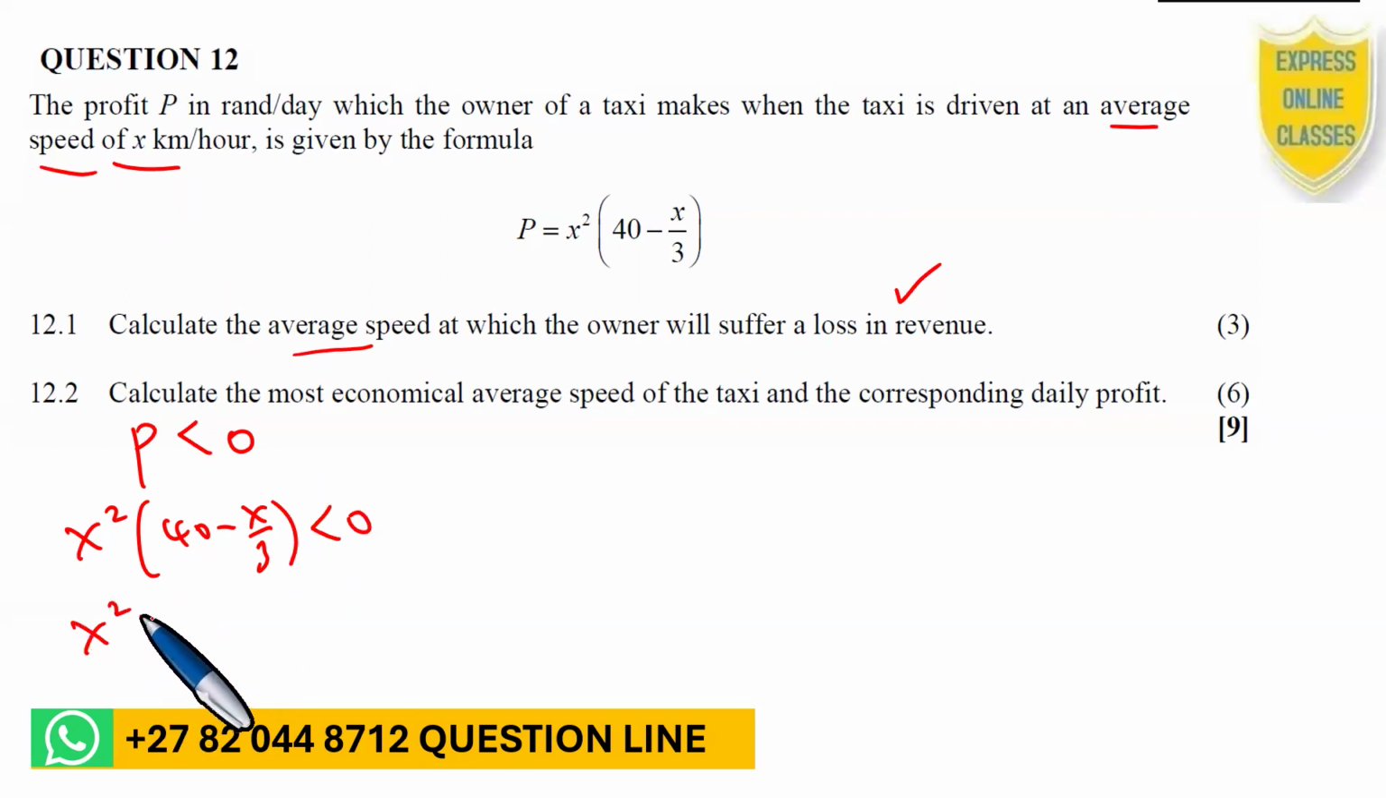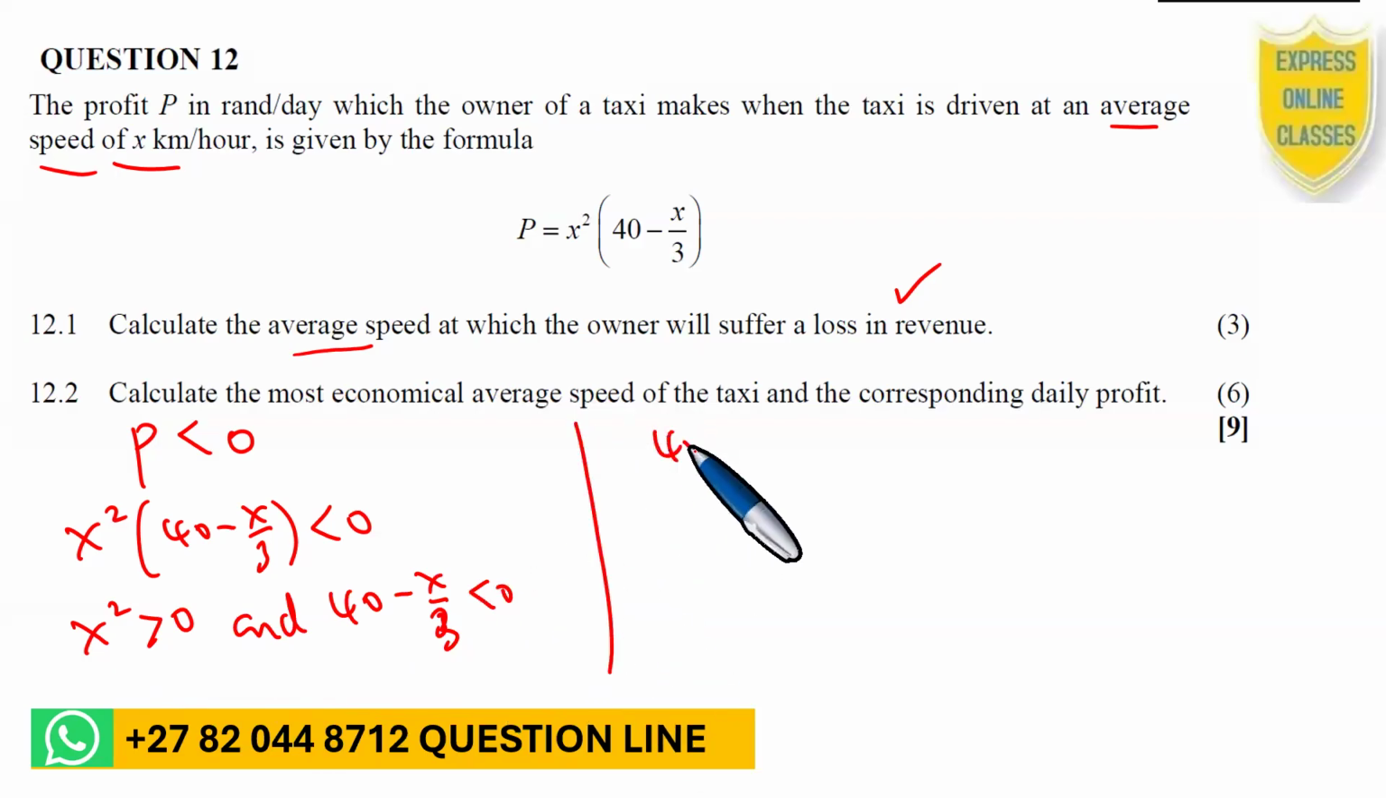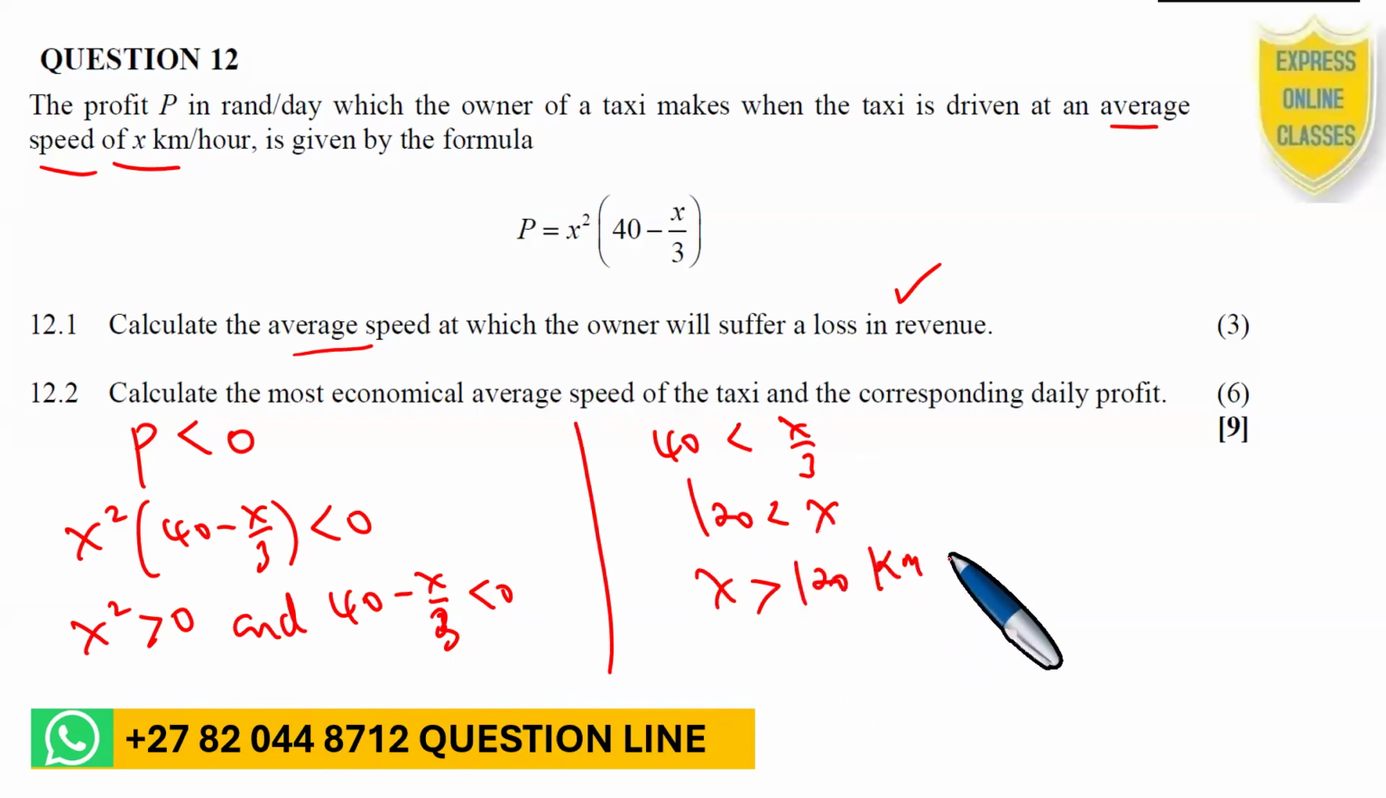But we know already that x squared is always greater than zero. And for this to be negative, the (40 minus x) over 3 must also be negative. 40 is less than x over 3, so 120 is less than x, which means x is bigger than 120 kilometers per hour. Any question? That is the answer.